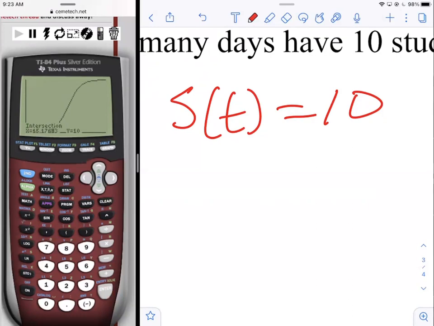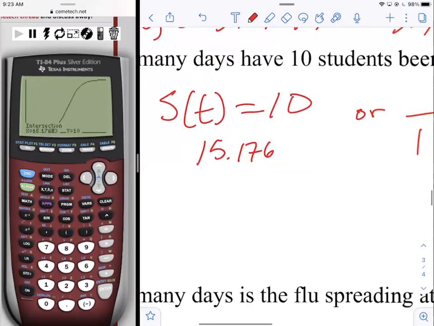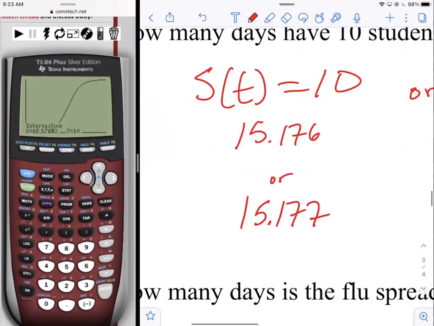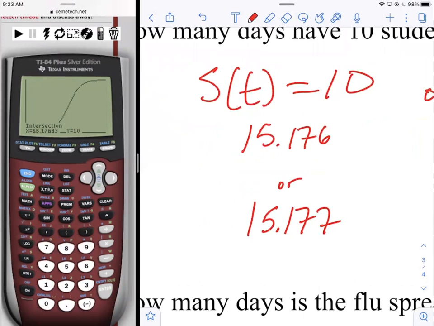15, is this what you got, Bree? Yeah, I got 15.176. Yeah, but because the fourth number was an 8, I rounded it to 15.177. Okay. So let's say that this was my test. This was my quiz. This might be a free response on your next test, by the way, as well, not just a quiz tomorrow. I put S of T equals 10. That's a check. I got that check. And then I write this down as my answer.